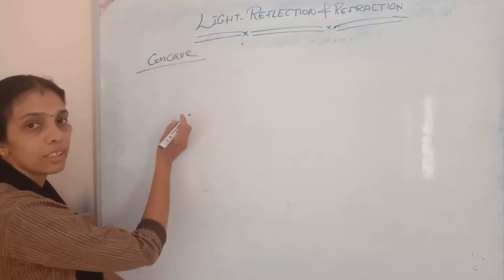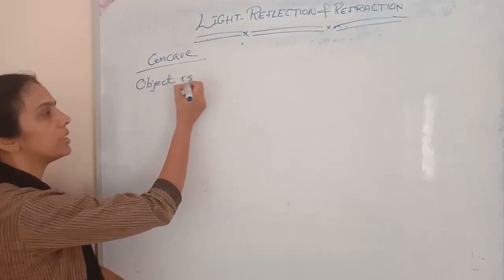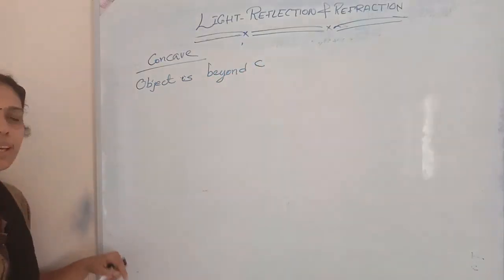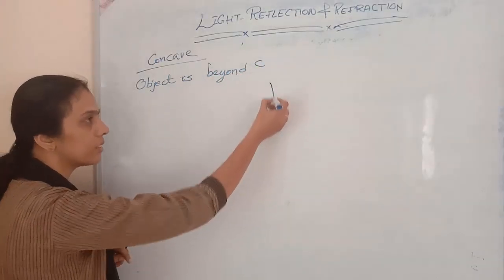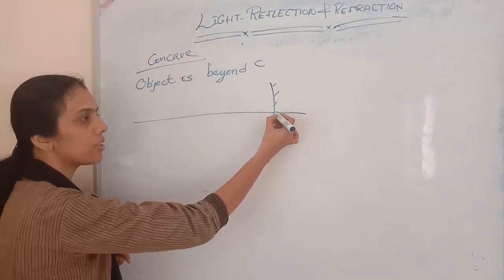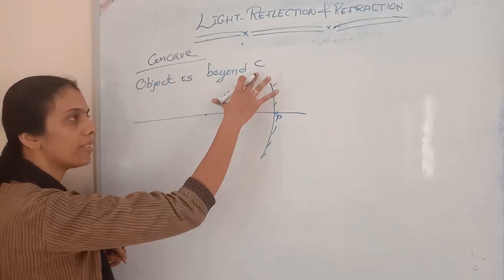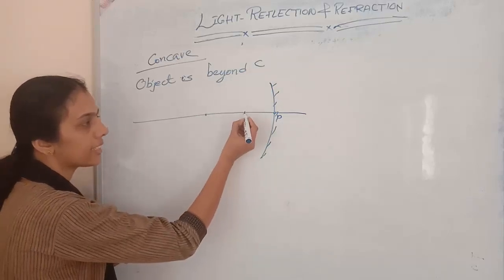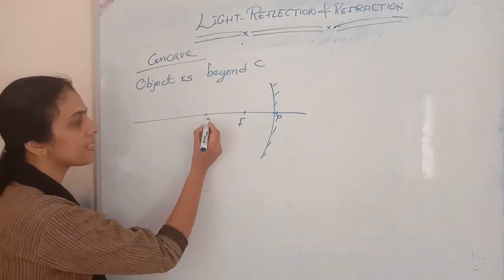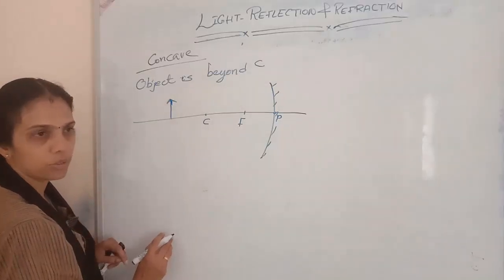Next, first in the case of a concave mirror, if the object is beyond C. Okay, I am considering it that way. This is a concave mirror. This is the principal axis. First you should put P and the center of curvature, where you put your compass and draw the line, and exactly half of that you can consider as F. The position of the object is beyond C. So this is the object.